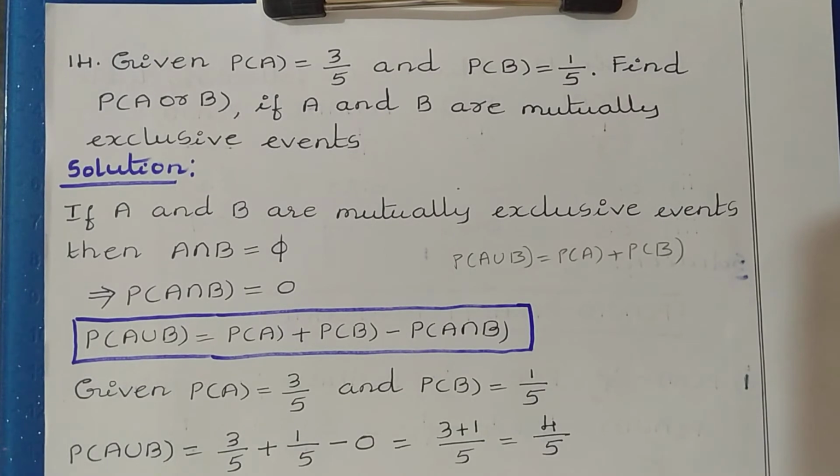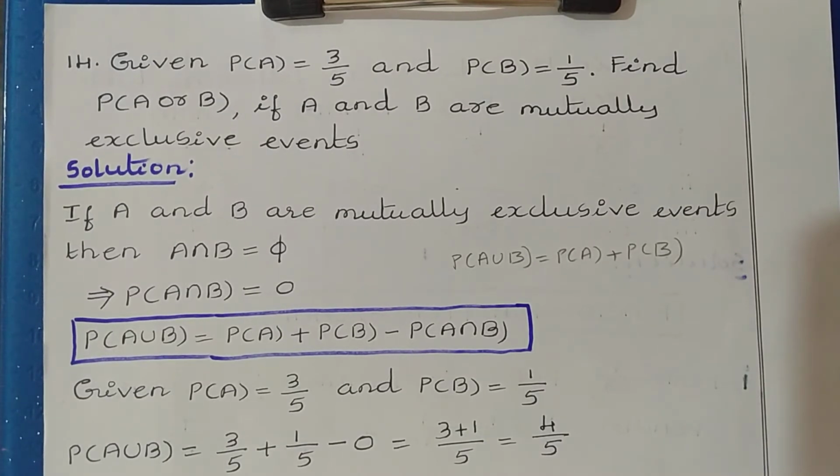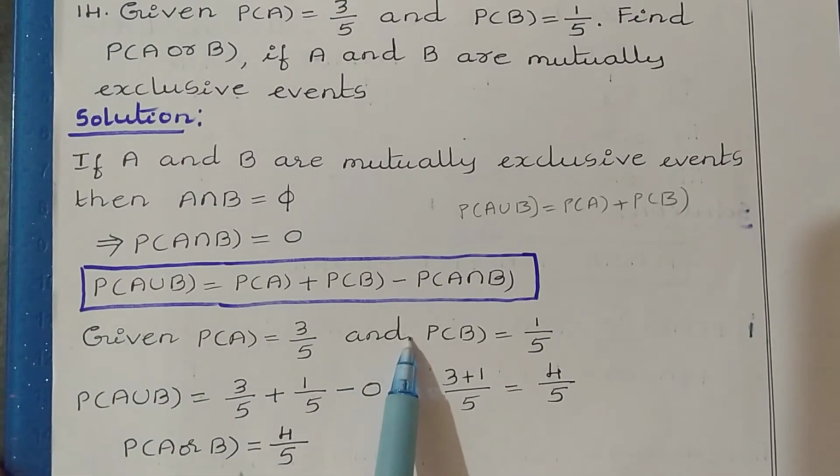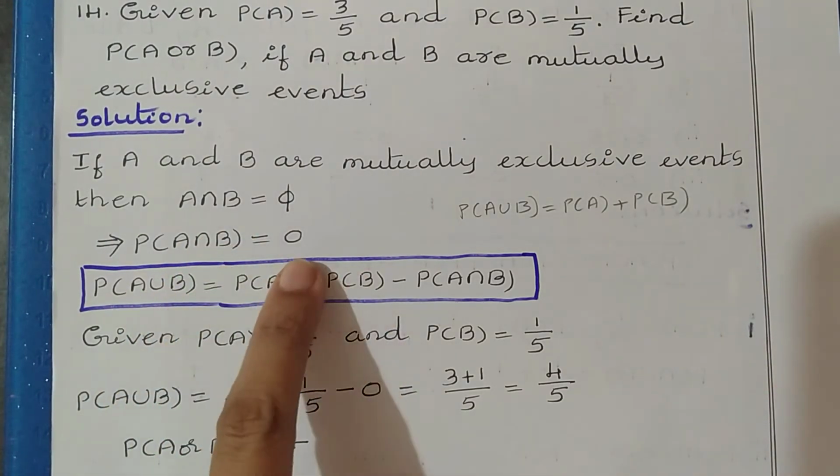Question number 14. Given probability of A is equal to 3 by 5 and probability of B is equal to 1 by 5, find probability of A or B if A and B are mutually exclusive events. See here, we can use the same formula, but in this formula we can make some modification. They have given in the question A and B are mutually exclusive events. For mutually exclusive events, if we find the intersection, then we get the null set as the answer. That means the probability of A intersection B is here 0.